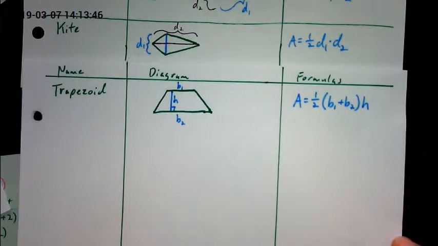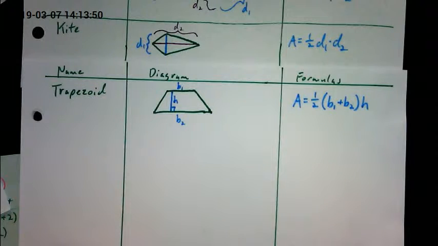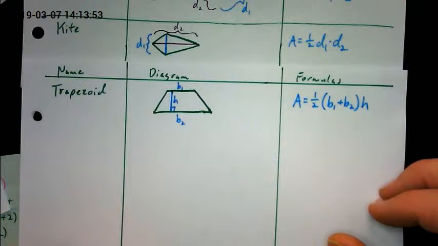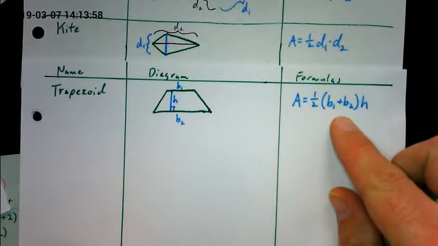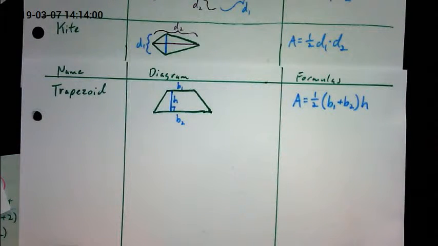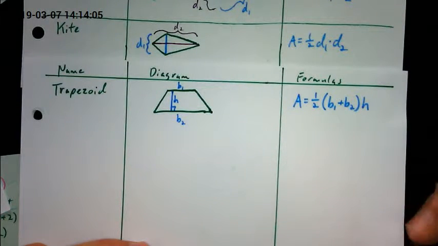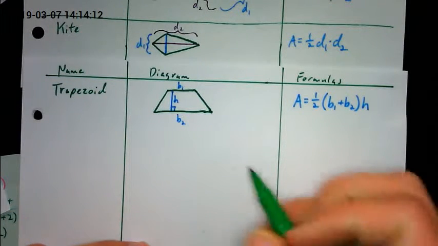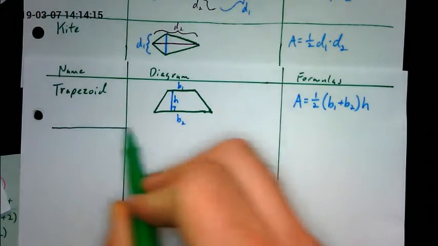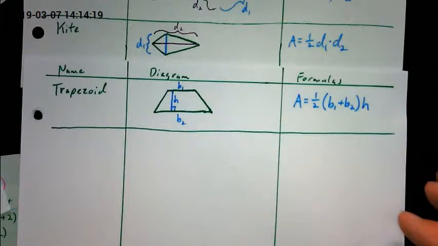Some books actually write it so that you have B1 plus B2 over 2 and then times the height. Again, there are several different ways you can write that equation and be correct. That makes a little bit more sense. So again, it's the average of your two bases and then times the height. Some books put the height in front of the parentheses, which doesn't make any sense to me. You could write it all over too as well. That would also be correct.